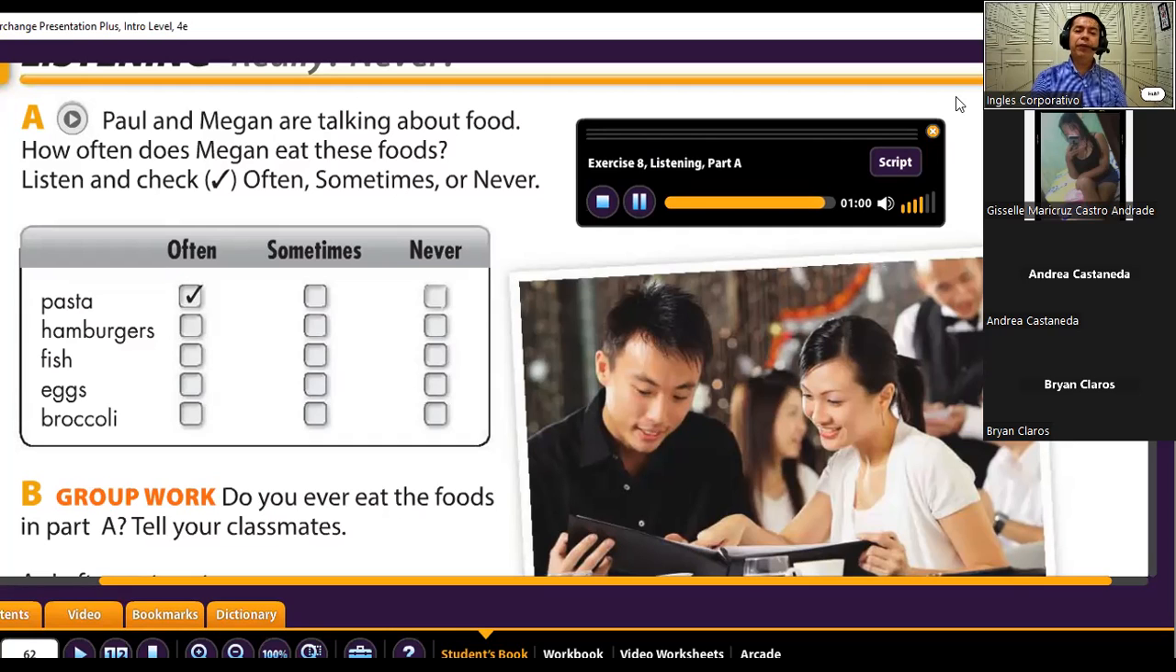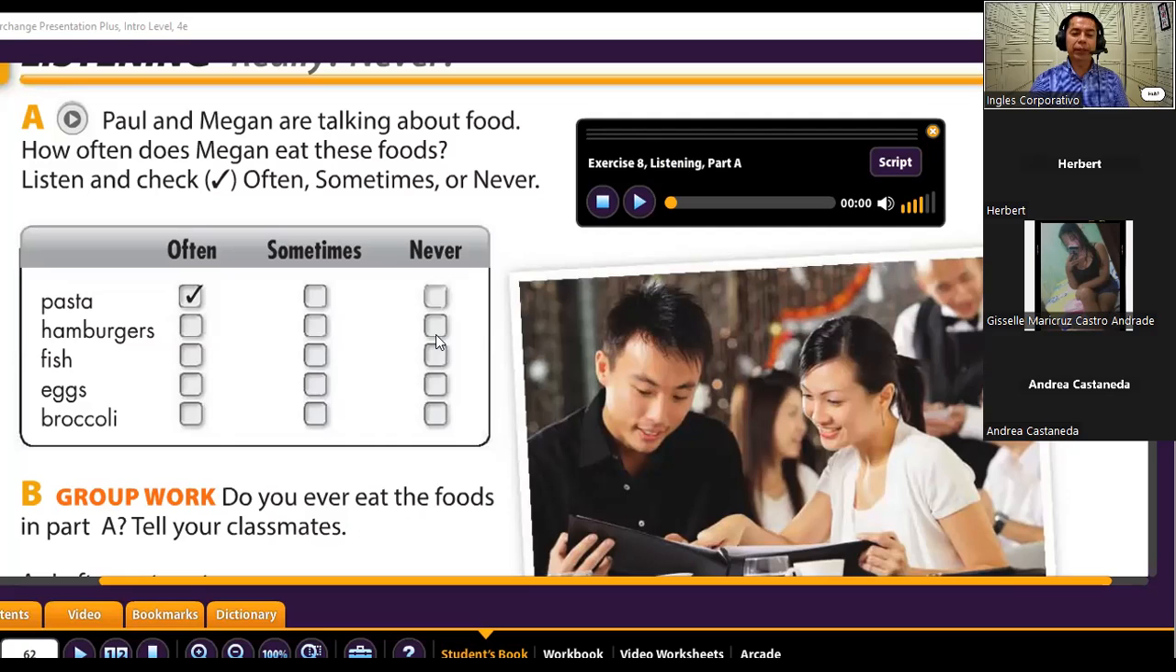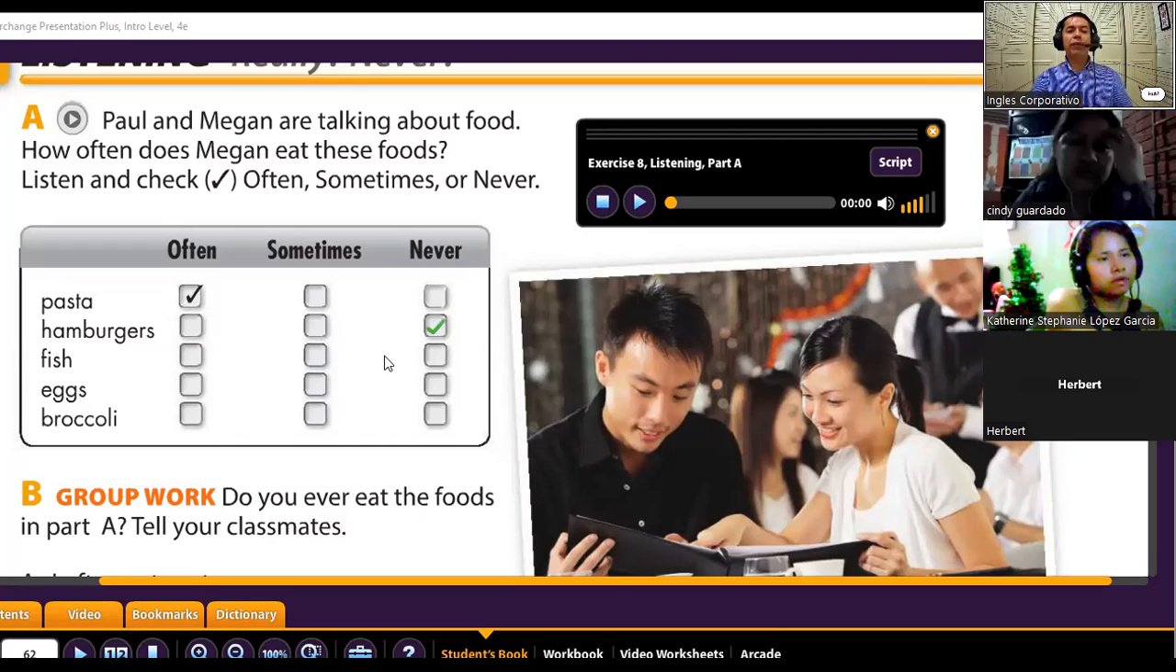Okay, class. How often does Megan eat pasta? She eats pasta. Eats pasta, right? She often eats pasta. Listen to the use of the frequency adverb, right? Now, how often does Megan eat hamburgers? Never. Please, she never eats. She never eats hamburger. Good. How about fish? How often does Megan eat fish? Sometimes. Good. Thank you. Now, how often does Megan eat eggs?